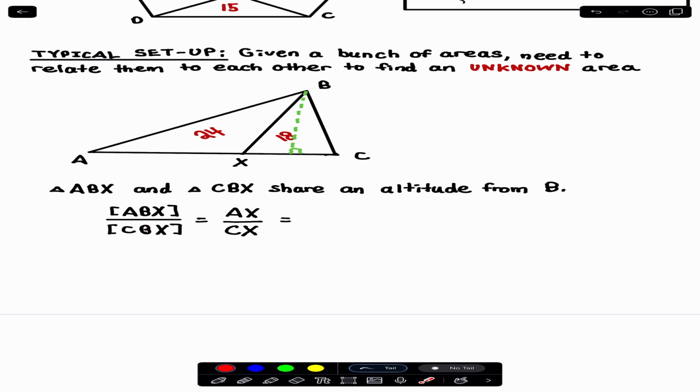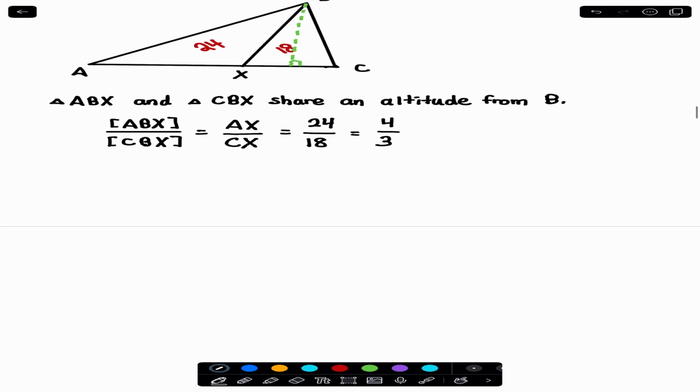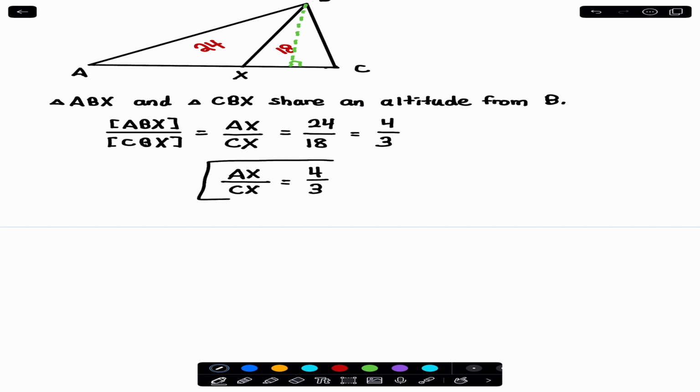And now we can read off of our diagram. The area of triangle ABX is given to be 24. CBX is 18. This means AX over CX is equal to 4 over 3. This is very, very useful. I'm going to save this for later because we're going to come back to it. It's so important, we're going to label it number 1.